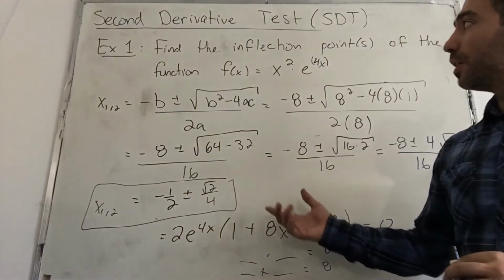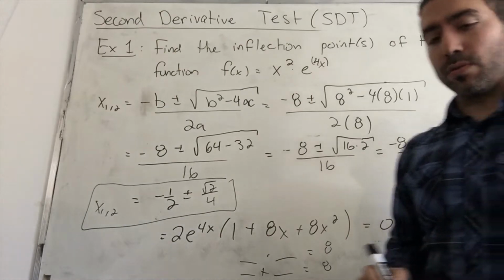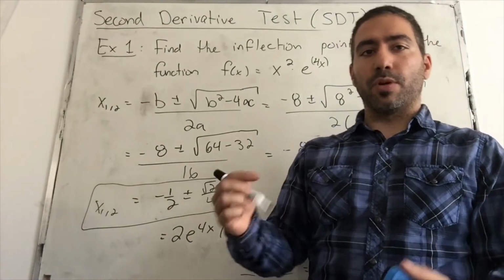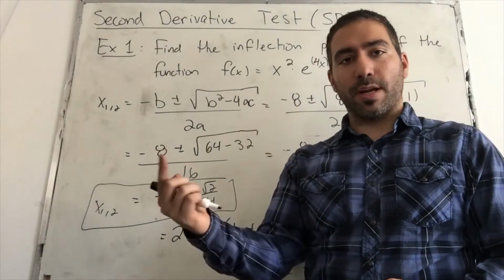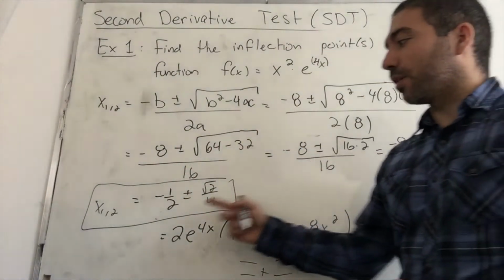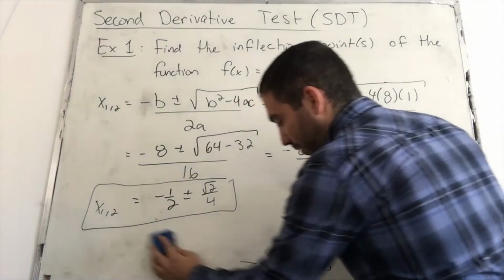To find the points, what we have to do is just take this value and substitute it back into here. So remember, when you're looking for an inflection point, it's a point. It's an x and y value. Critical values are just x values. Inflection points are the x value and the y value. So here we're not done. We have to find the point.